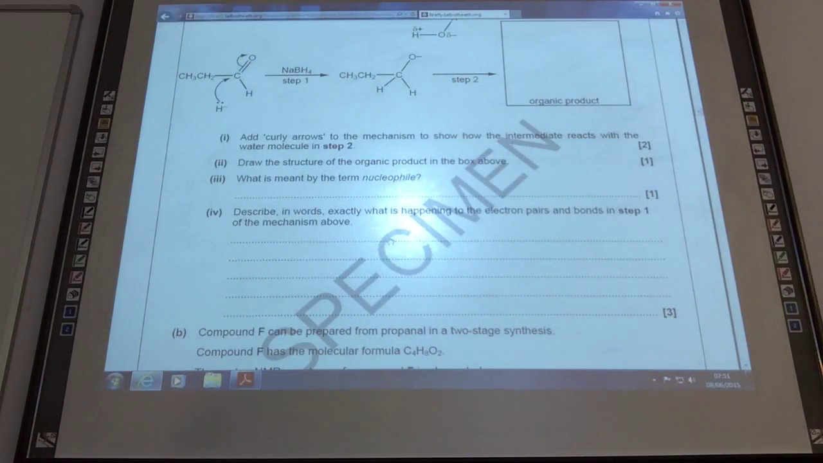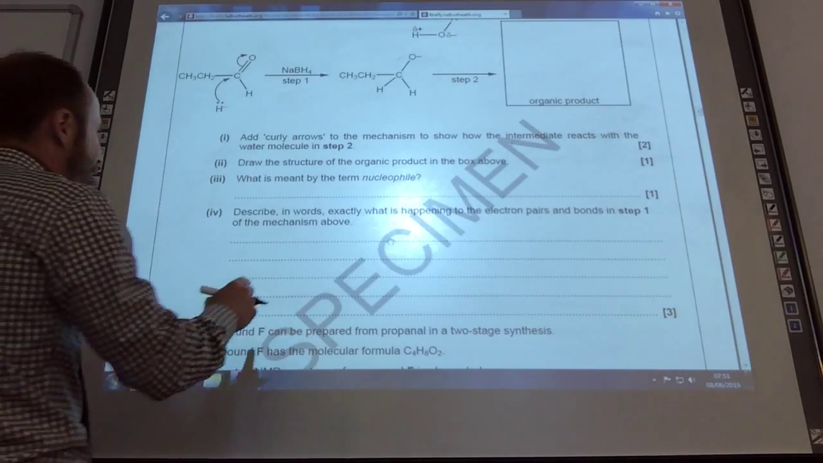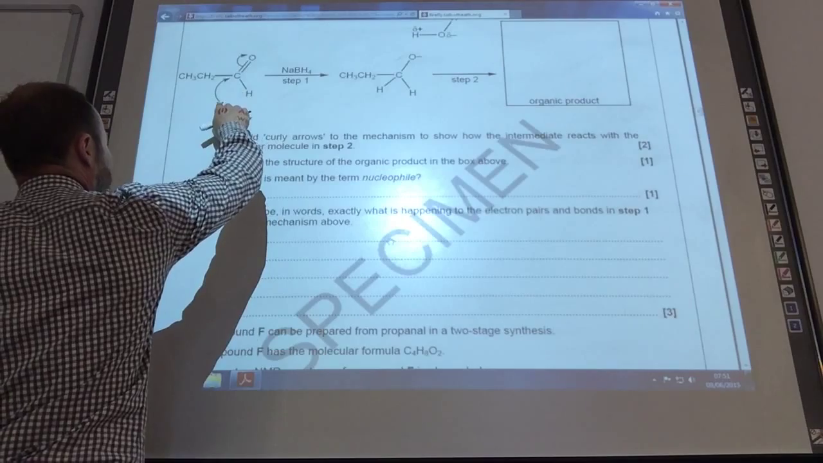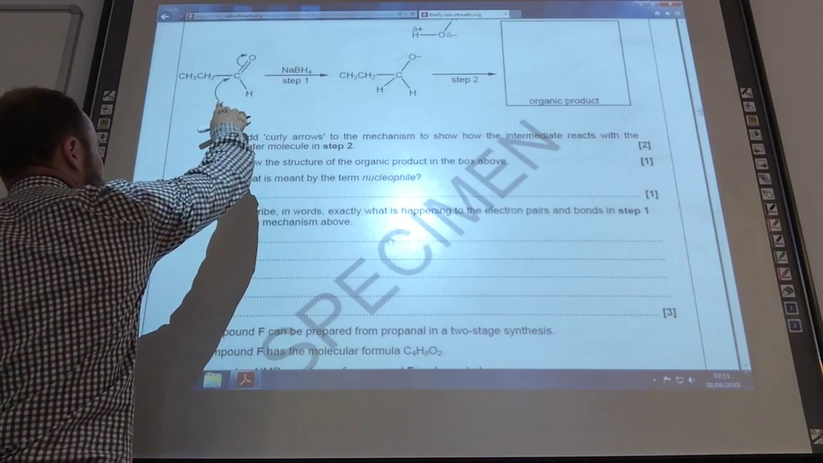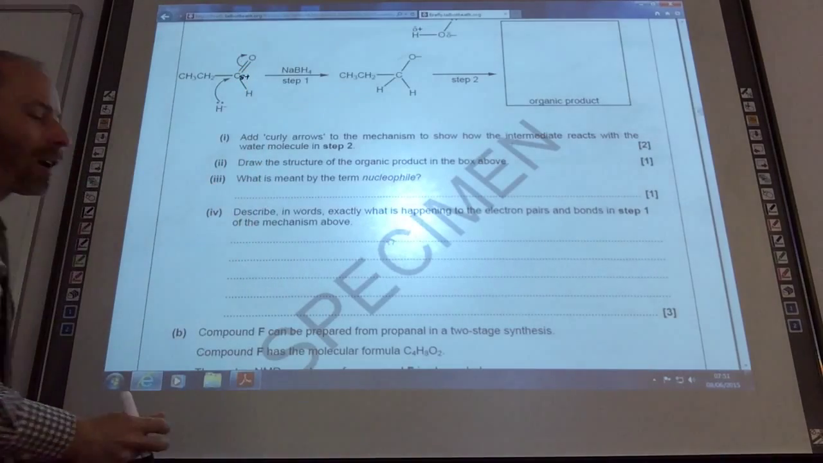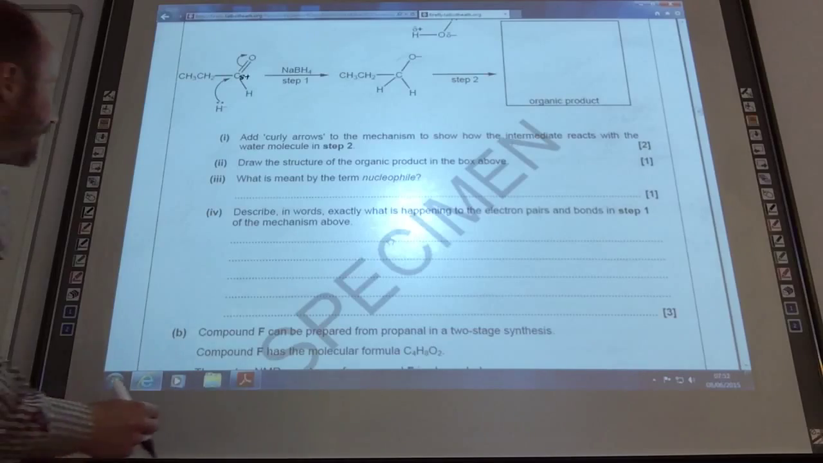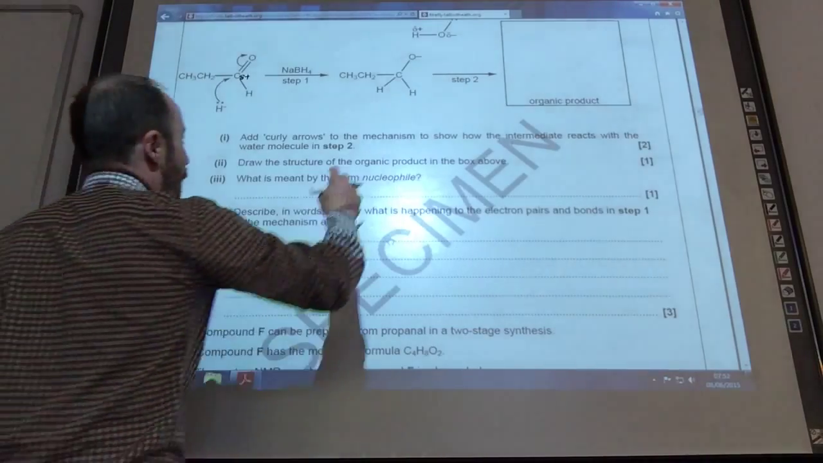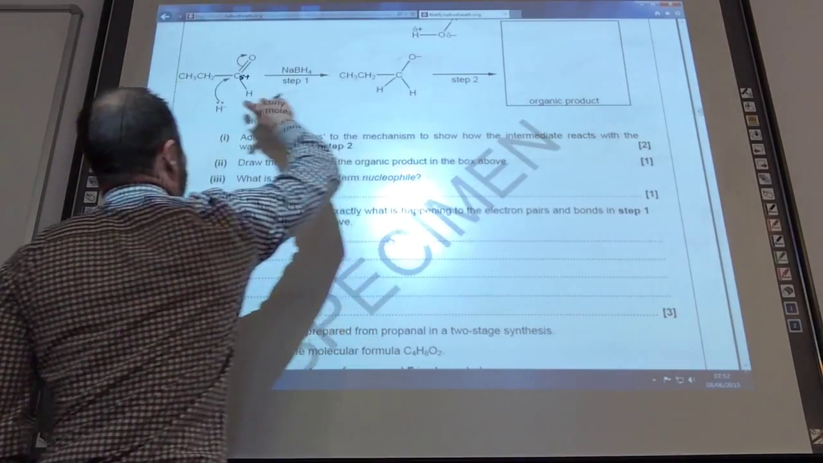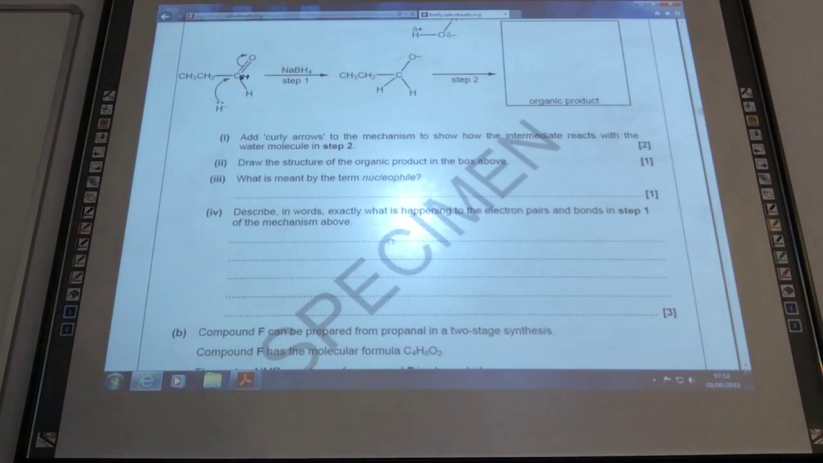A slightly strange question: describe in words what exactly is happening to the electron pairs and bonds in step one. So let's go through this. In step one, the lone pair of electrons on the hydride ion is attracted to the delta plus carbon atom, and that forms a dative covalent bond, which is going to be that one there.